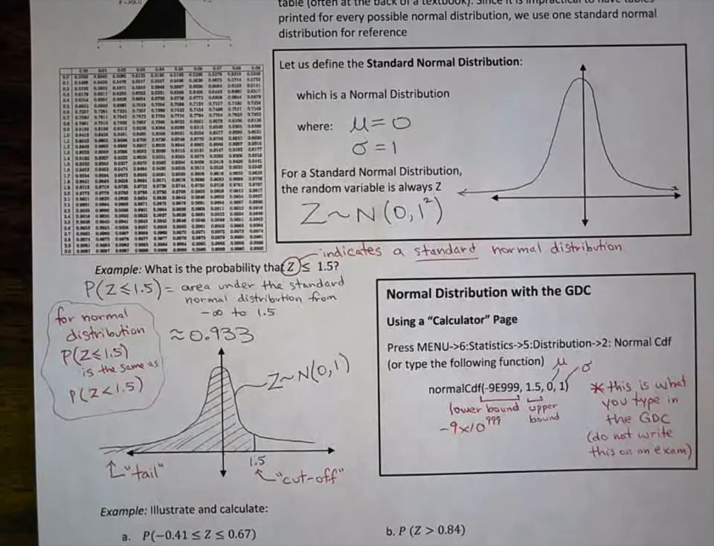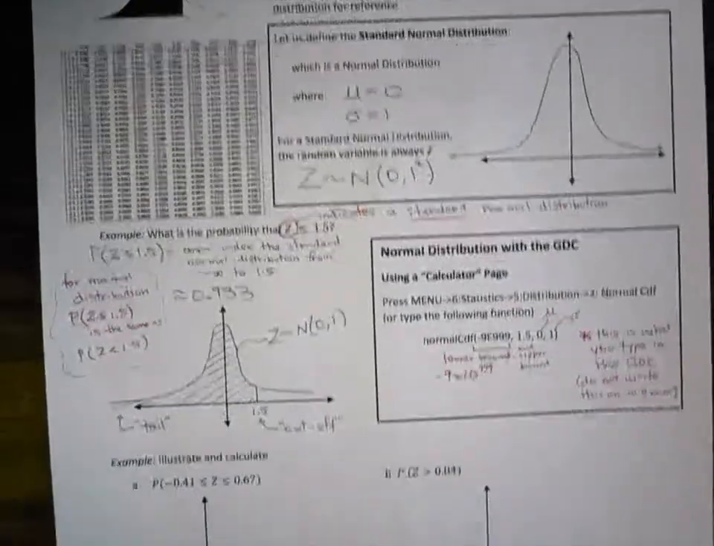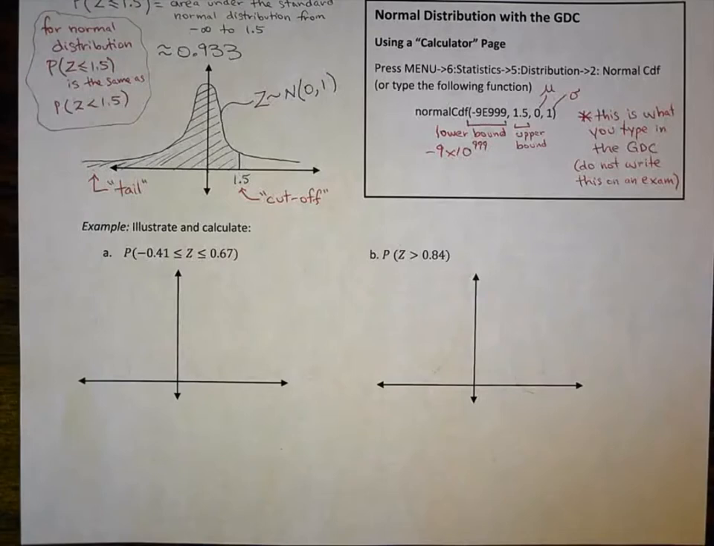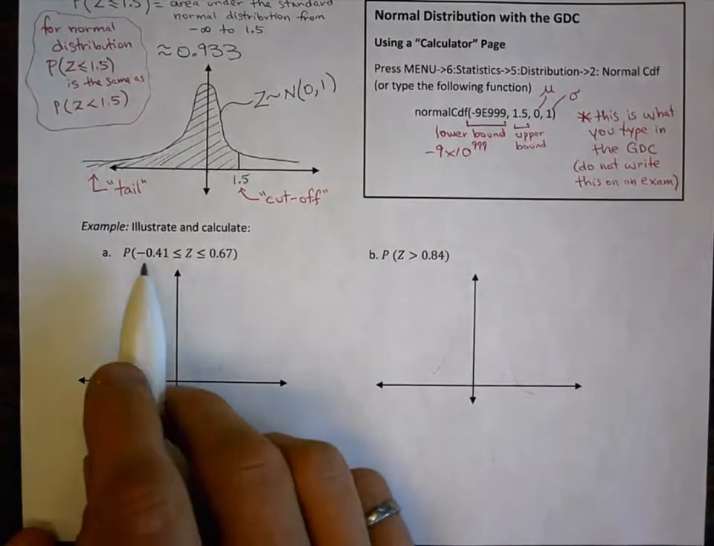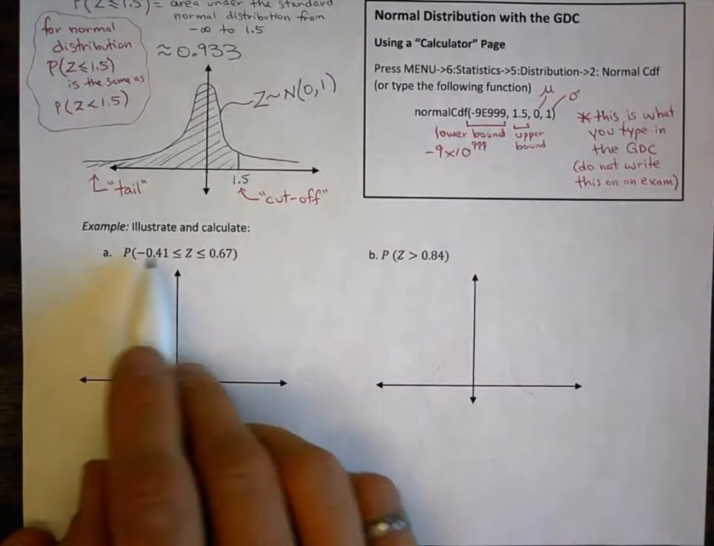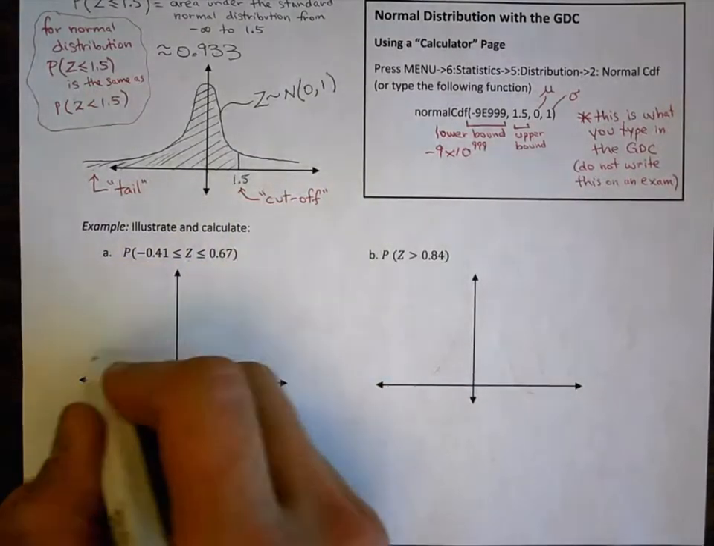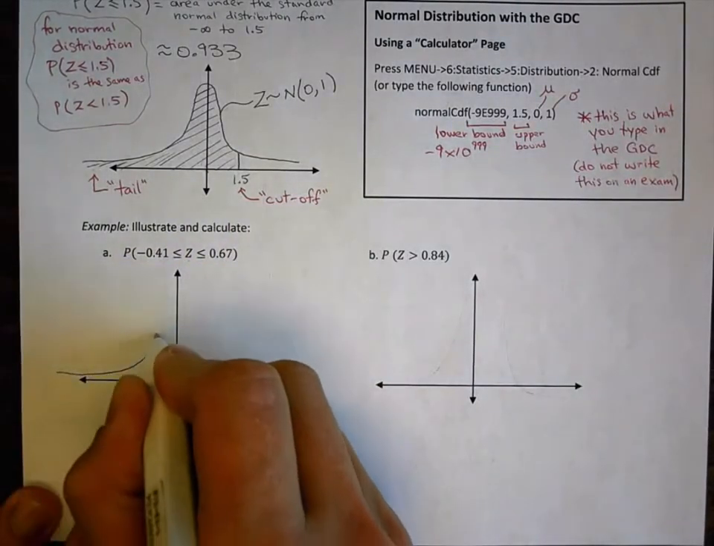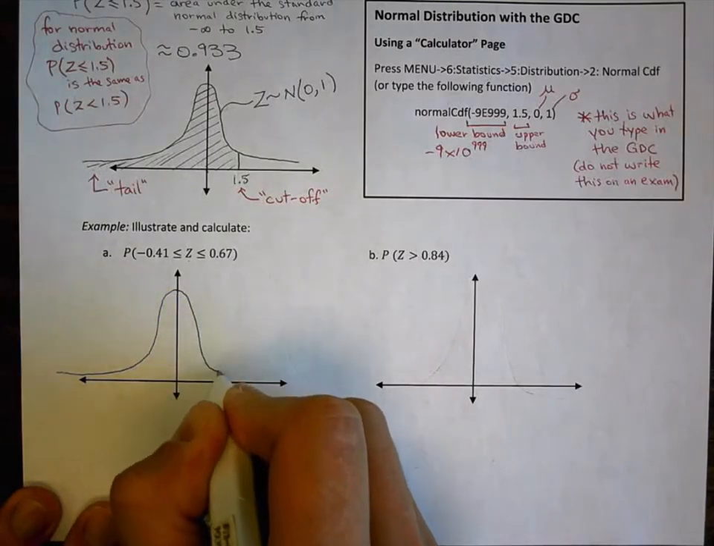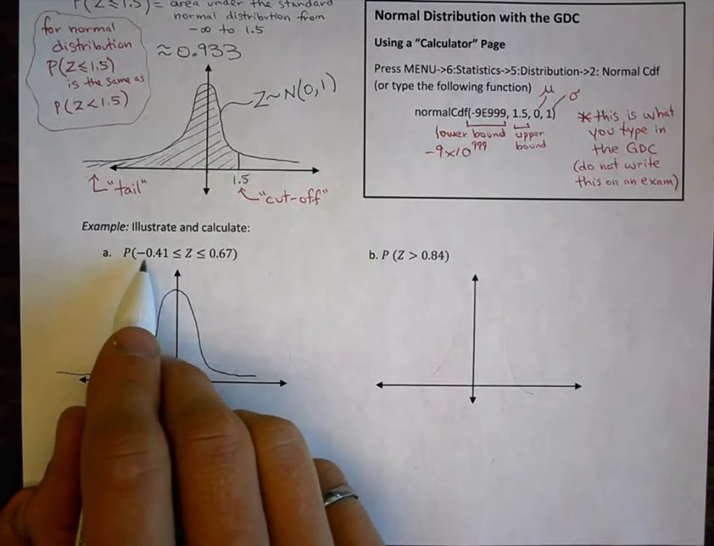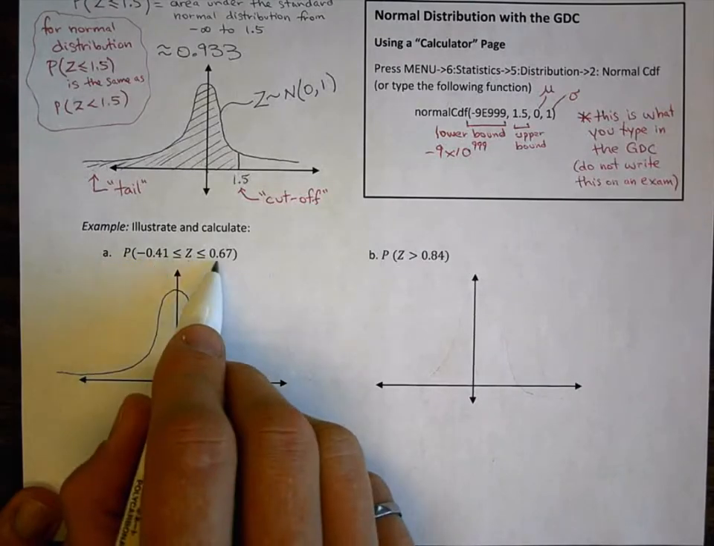Okay, so now let's look at some more difficult questions. Again, for all of these, I find it very helpful, and it's a great way of picking up method marks, to draw a sketch. So in this question, we want to know what's the probability that the random variable Z, the standard normal distribution, so let me draw that right away. I know it's this characteristic bell curve shape, but it's centered over the axis. What's the probability that I'm between negative 0.41 and 0.67?